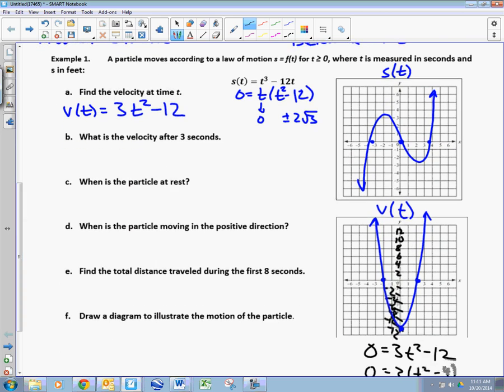Right here, is the derivative positive or negative? The derivative is positive. This is the derivative, right? So don't draw a tangent line. Is this function right here positive or negative? It's positive, so therefore I'm headed in the positive direction.